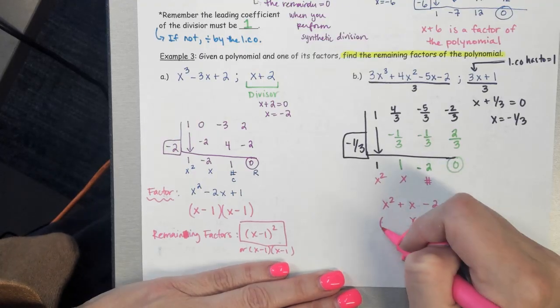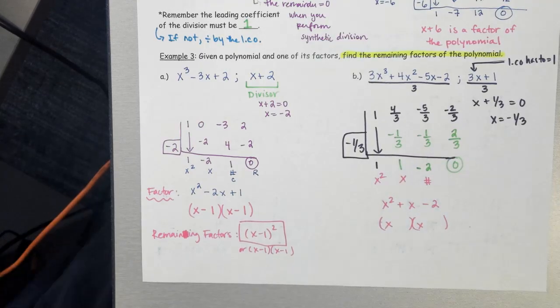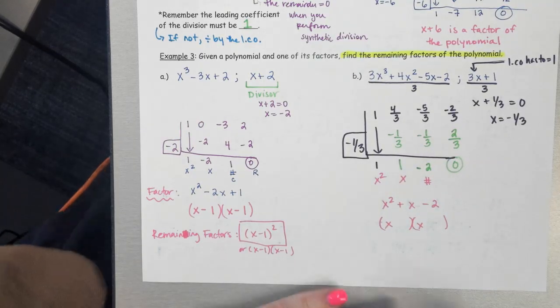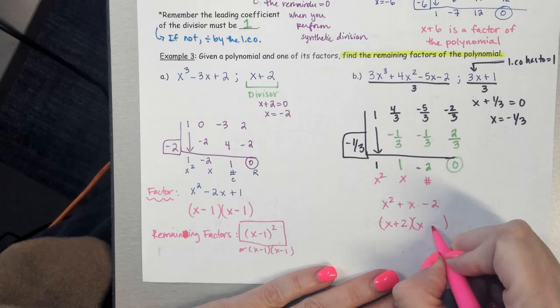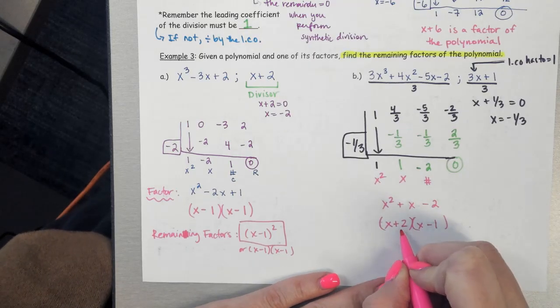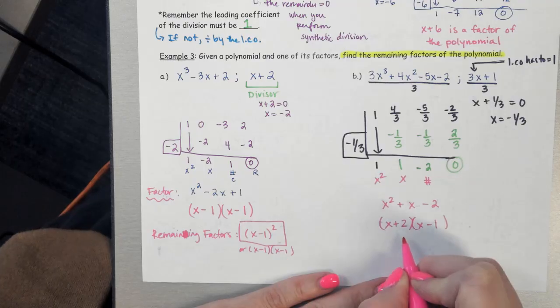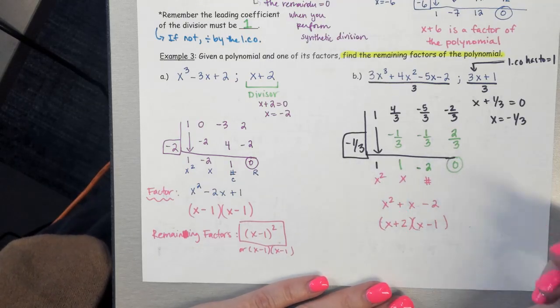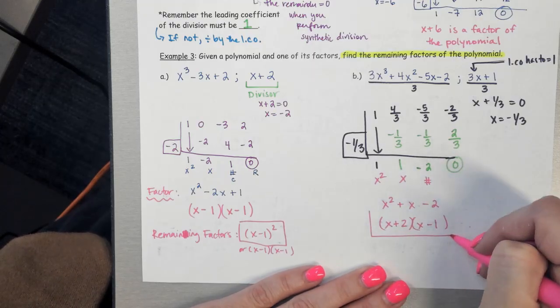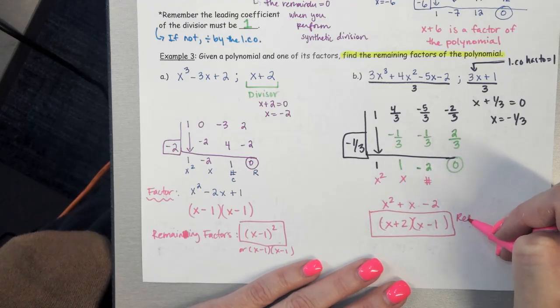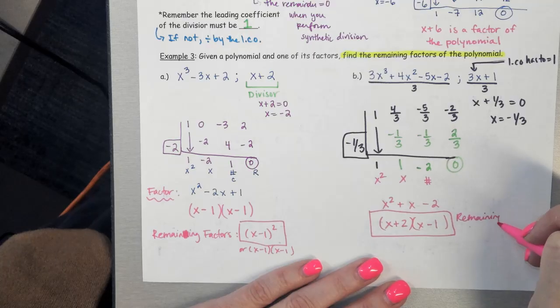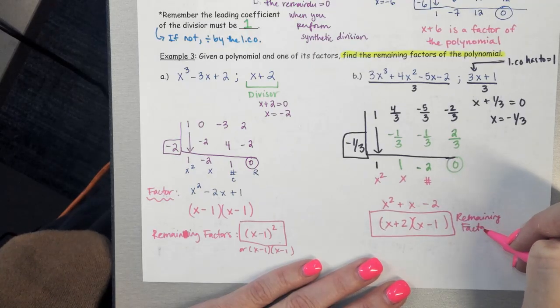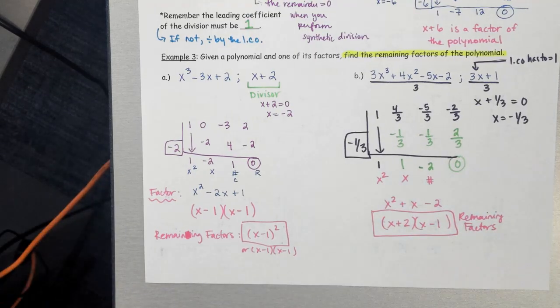You don't have to set it equal to 0. I know sometimes we do that out of habit. So it has to be a positive 2 and a negative 1. Positive times a negative is negative 2. 2 minus 1 is going to be positive. These are going to be your remaining factors. They give you one factor, and then you can break it down to factor the rest.